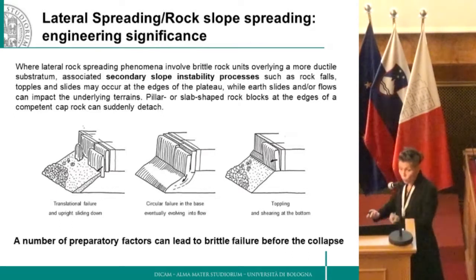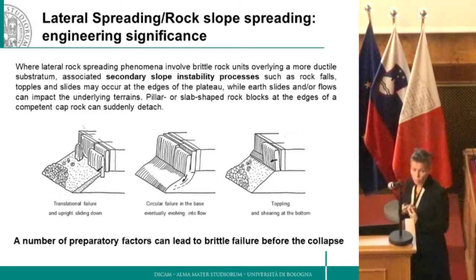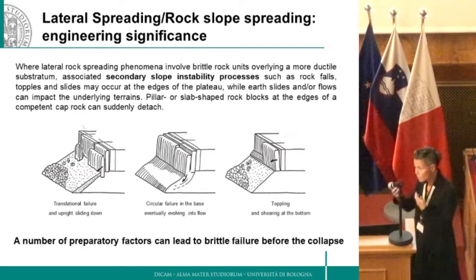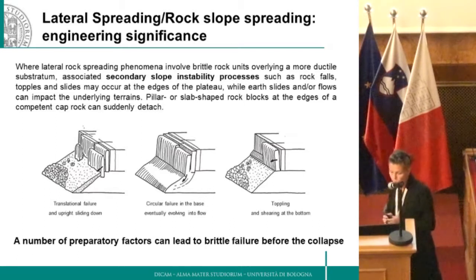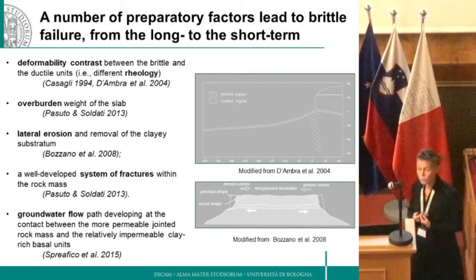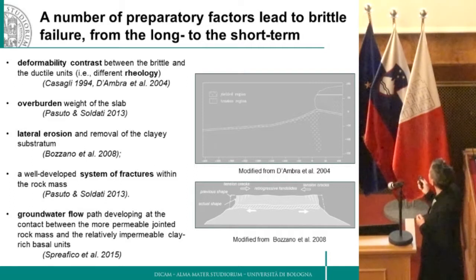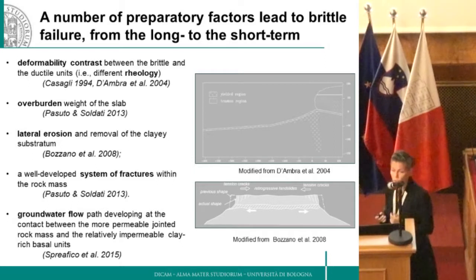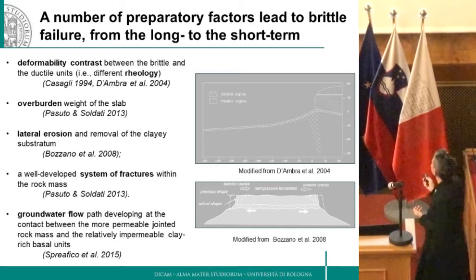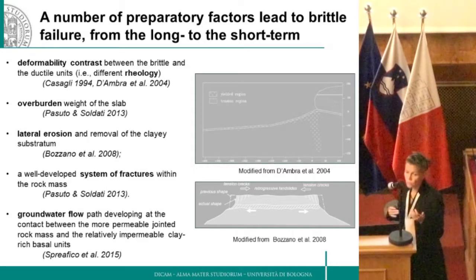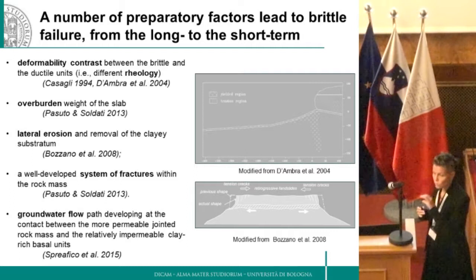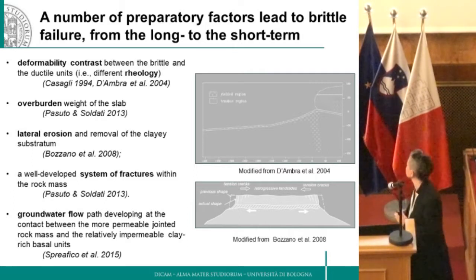So the idea is to go back and try to analyze which are the predisposing factors that are leading to this rapid evolution. So if you go back to literature, there are a number of possible causes that prepare slopes on the short to the long term, so preparatory factors. So one of the possible causes is the contrast, so the different rheology of the cap rock with respect to the soft rock at the bottom.